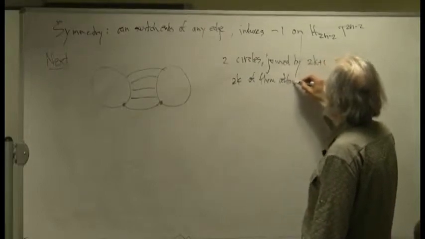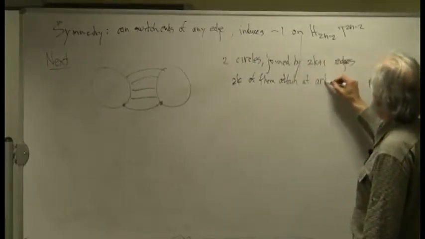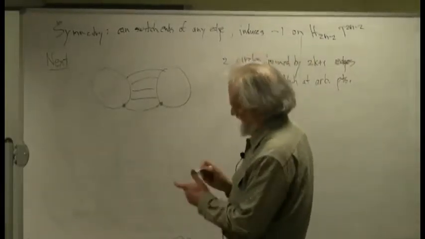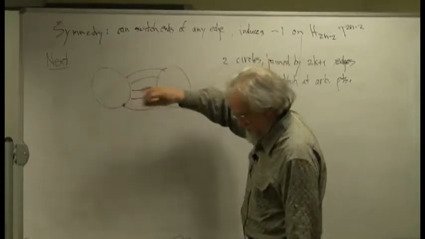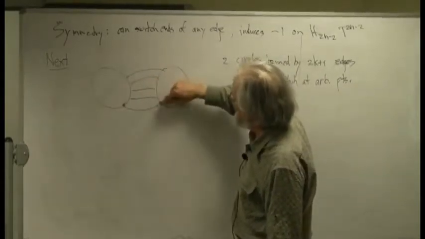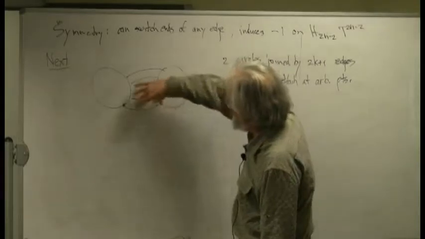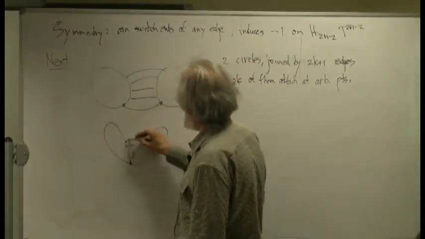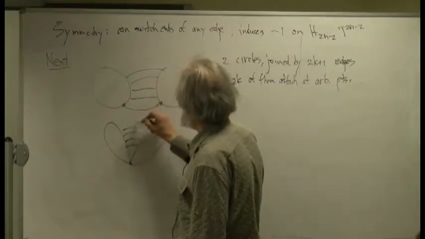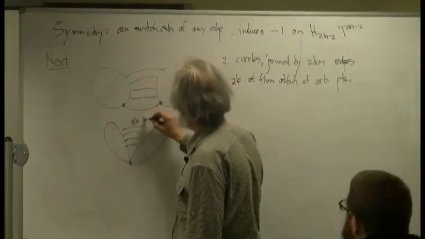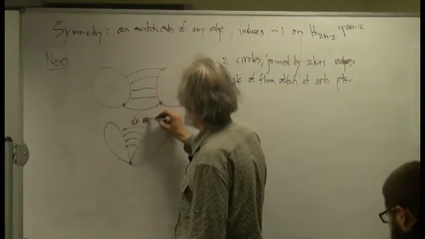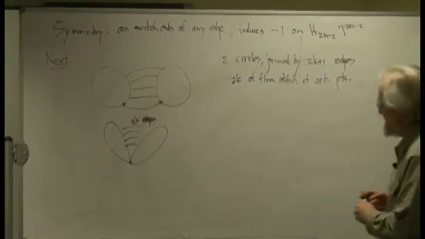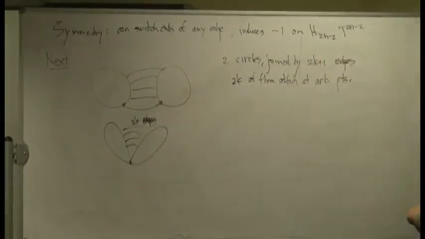So 2k of them attach at arbitrary points. And in fact, if you wanted this one edge that you think of as attaching to the base point in both cases, you could even collapse that down if you wanted and get a wedge of two circles with 2k arcs, edges. Not really different, but it's maybe a little better to think of it with two separate circles.